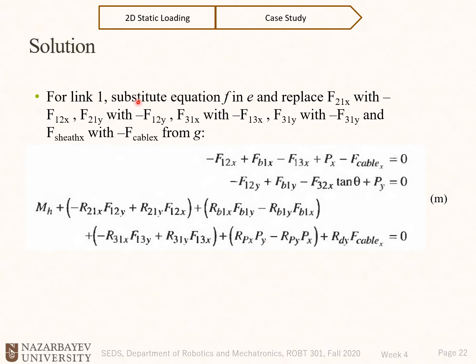For link one, substitute equation F in E and replace F2x with F12x, F2y with minus F12y, F31x with minus F13x, F31y with minus F13y, and F6x with minus F cable from G. Yes, so making some simplifications and substitutions, and now we have a new set of equations M.